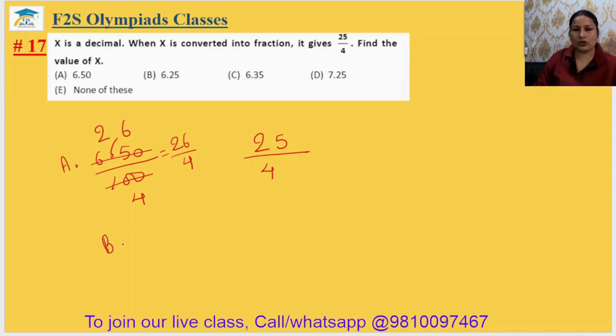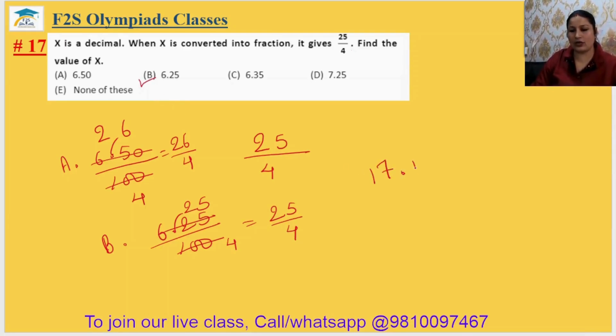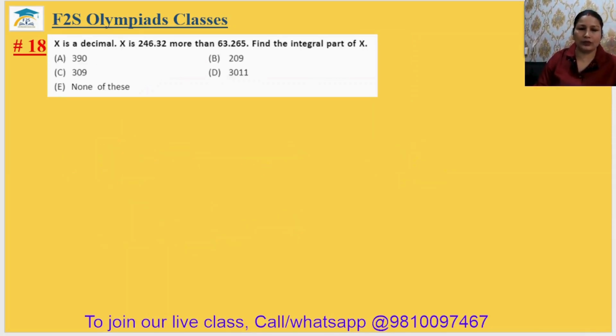Okay. Check option B, 6.25. It will be upon 100, and here 25 25s are 625 and 25 4s are 100, so 25 by 4 is coming from option B. So the 17th answer will be option B. Come to question number 18.